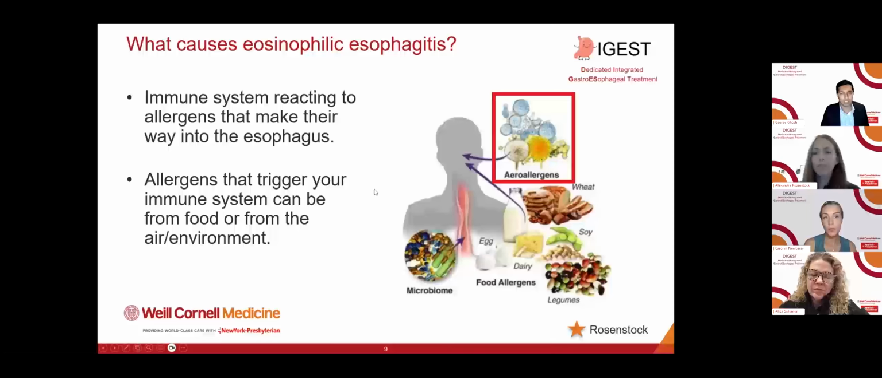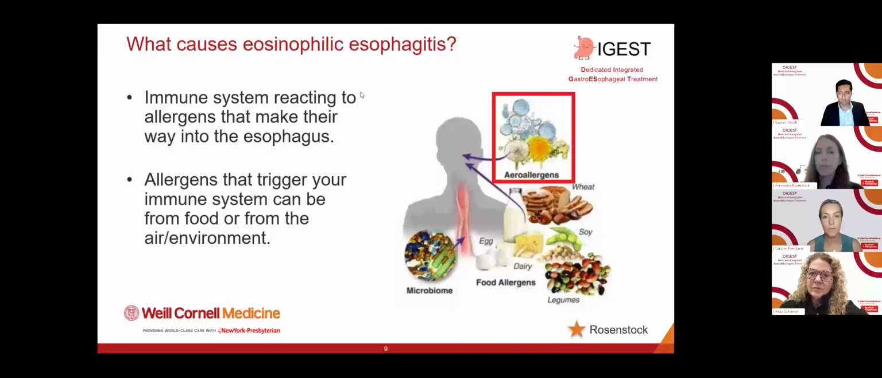So what exactly is causing EOE? Alex, can you talk to us a little bit about that? Sure. Eosinophilic esophagitis is basically your immune system's response to some type of allergen or allergens. And we commonly think of these as food, and they certainly can be food allergens, but they can also be environmental allergens that the body produces an immune response to.